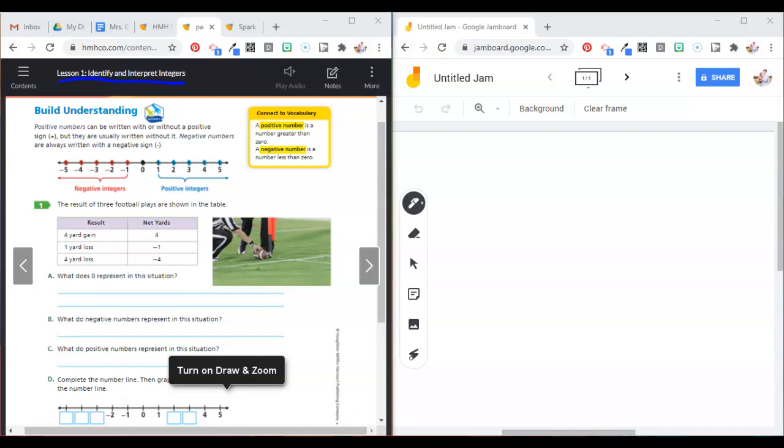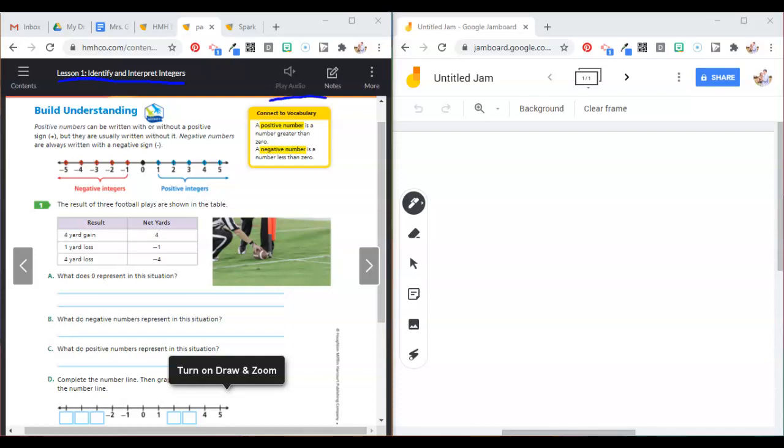Positive numbers can be written with or without a positive sign, which is this little plus sign right here. But they are usually written without it, and that's how we normally see positive numbers. Negative numbers are always written with a negative sign, this little minus sign.